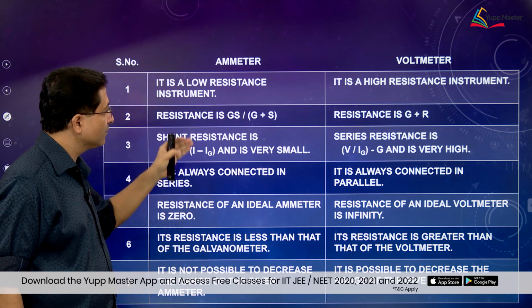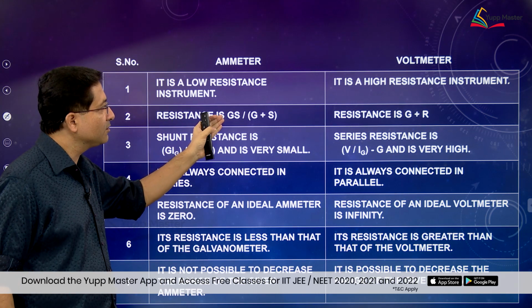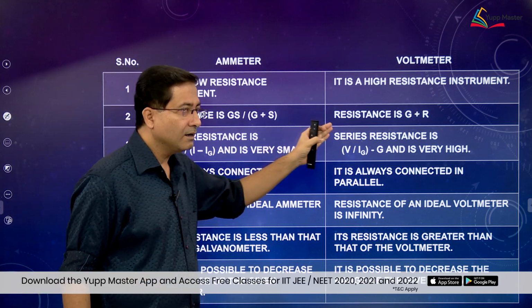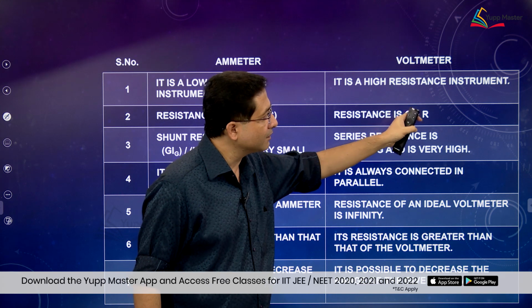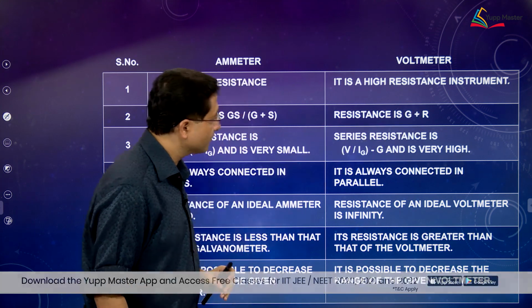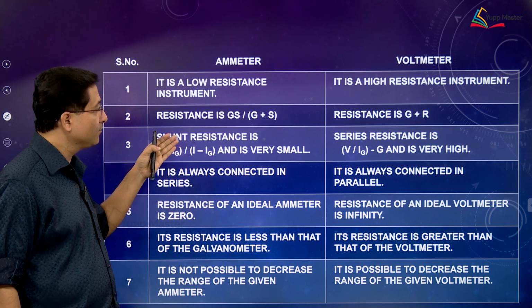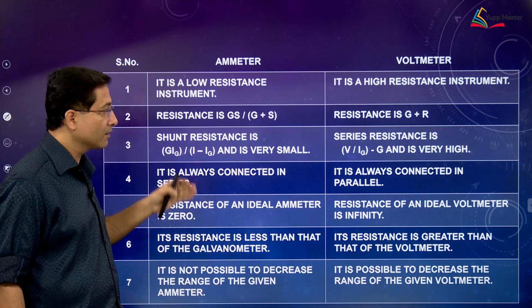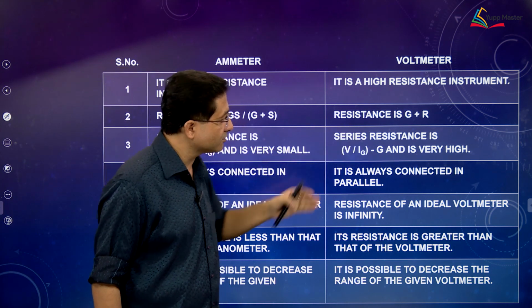So the voltmeter will have resistance more than the galvanometer, while the ammeter will have resistance less than the galvanometer. Resistance we have just seen: as these two are connected in parallel, the formula will be GS upon (G plus S). While for the voltmeter we connected in series, so the resistance will be the resistance of the galvanometer plus whatever we have connected extra. Then next point, here we connect one resistor in parallel which will be small, and here we will connect one resistor in series which will be large.